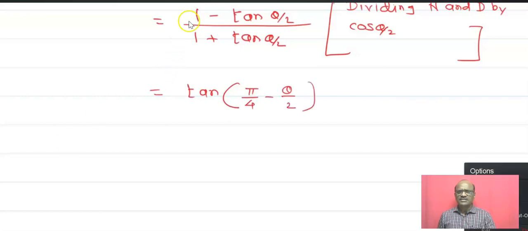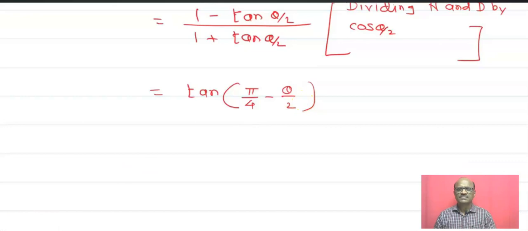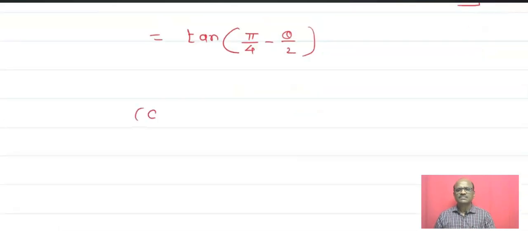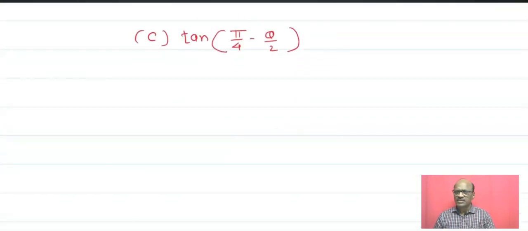Now see this here again. This 1 means tan of pi by 4. That is tan of pi by 4 minus tan of theta by 2, over 1 plus, and this is again 1 here. This 1 means tan of pi by 4. And therefore it is the expansion of tan of pi by 4 minus theta by 2. See this here. The third option is the correct one, that is tan of pi by 4 minus theta by 2.